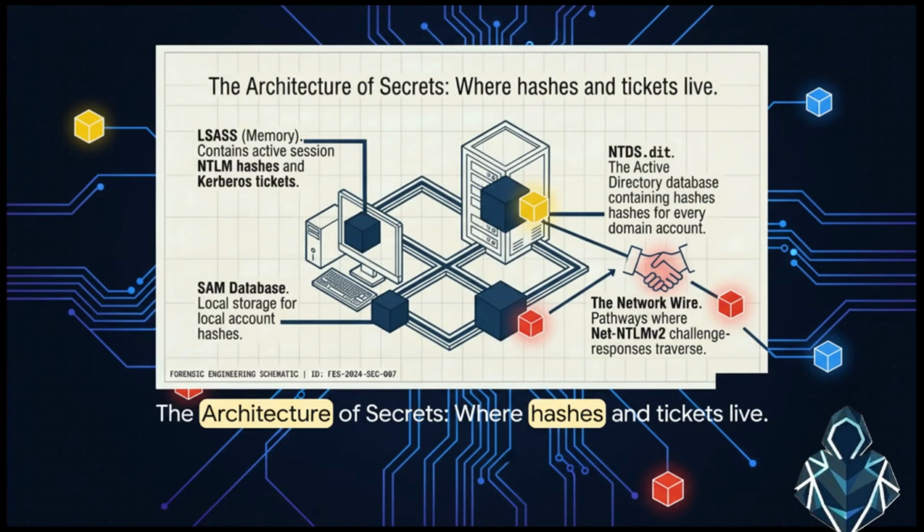To actually pull off these lateral movements in the real world, you've got to know your hunting grounds. Where do these secrets live? Well, you've got LSASS memory on local machines, which holds active session NTLM hashes and Kerberos tickets. You have the local SAM database storing local account hashes. You have the ultimate prize, the ntds.dit database on the domain controllers, containing hashes for every single domain account. And, of course, the network wire itself, where those Net-NTLM v2 responses are constantly traversing.